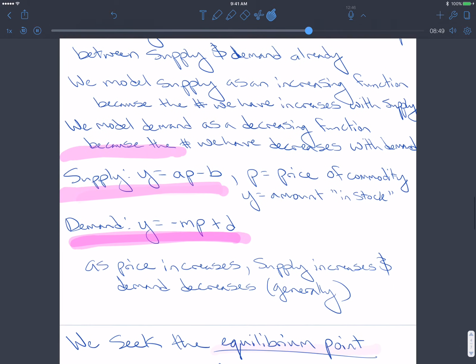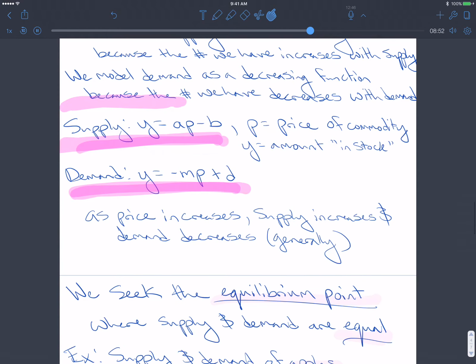Now, what we're looking for typically with these supply and demand problems is what we call an equilibrium point. It is the point where your supply and your demand are equal. So you're setting the supply equation equal to the demand equation and trying to solve for the best price that's going to get you an equilibrium point.